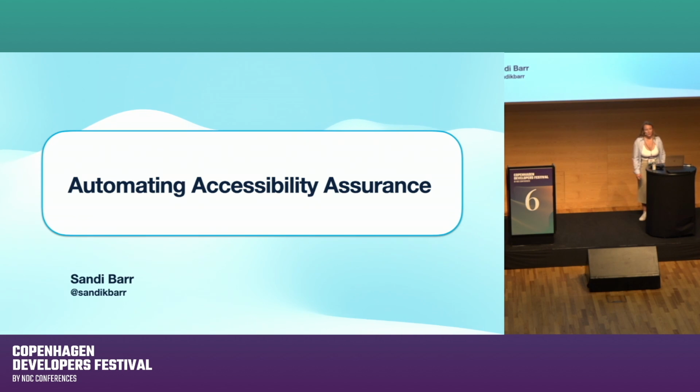My name is Sandi Barr, and I'm here today to talk to you about automated accessibility assurances. I got involved with accessibility because I think a lot about who has access to things and what we can do for each other in the world. And as a software engineer, what we can do for our organizations is ensuring that we create accessible software for our users. And so that's what my talk is about today.